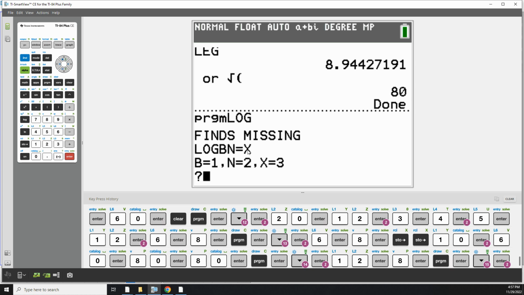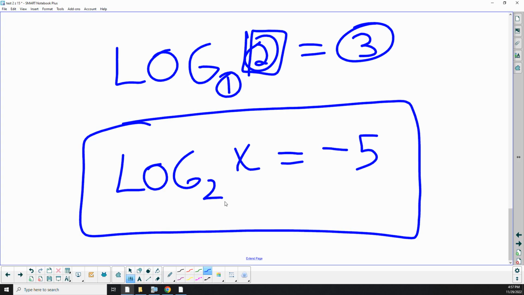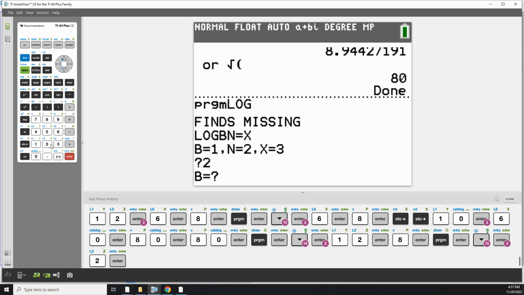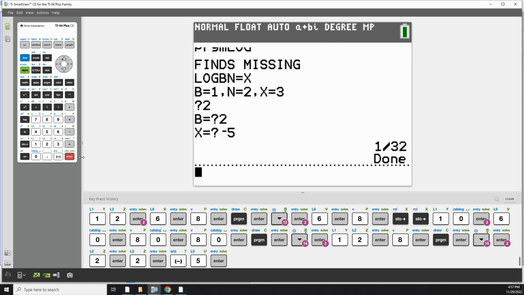What's the missing piece? So you hit 2. Does that make sense? You're missing the second piece of the log. So then you hit the base, which is 2, and the answer, which is -5. And it gives you that second piece, 1/32. You okay? Let's do another one.